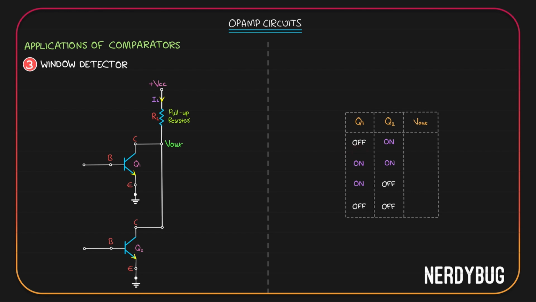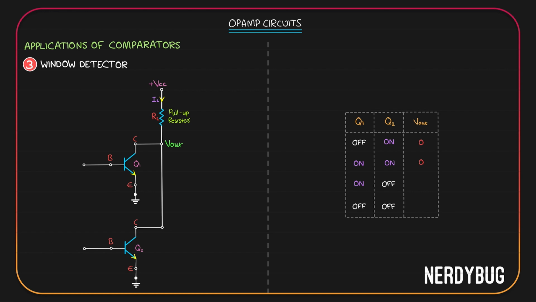Q1 is off, which means its collector current is 0. But Q2 is on, that means it can have a collector current. So current can flow through RL because it does have a path through which it can go to the ground. And that means in this case, potential will drop across RL and V out will be 0. In the second case, both are on, which means again the current through RL can go to the ground, just that now it has 2 paths to do so. Again potential will be dropped across RL and V out will be 0.